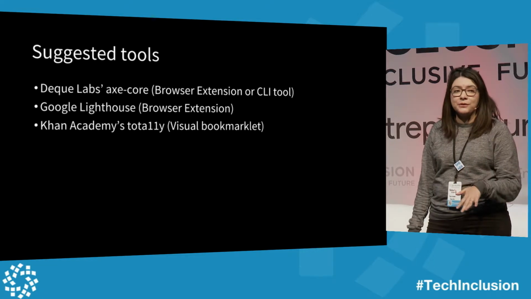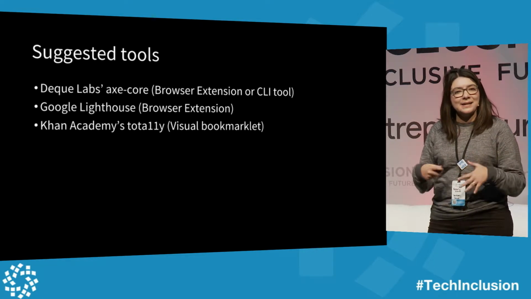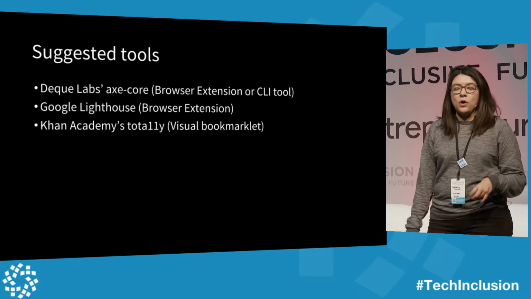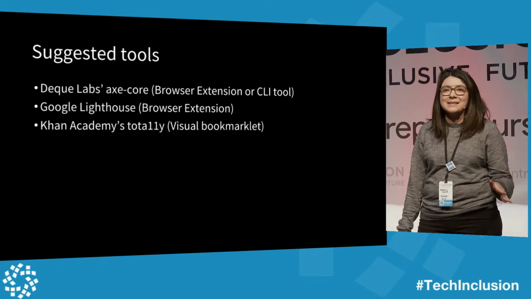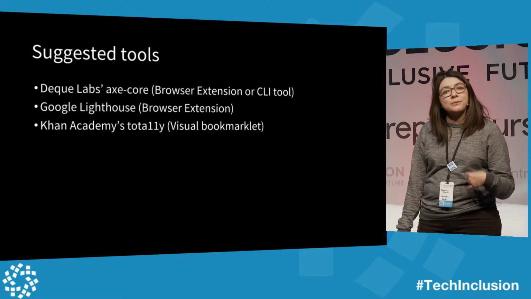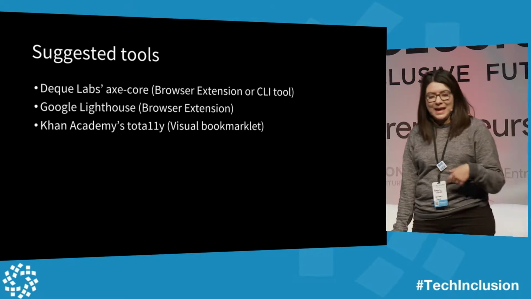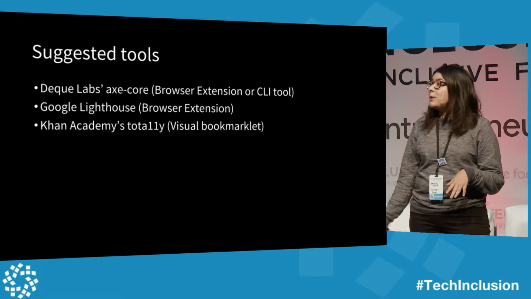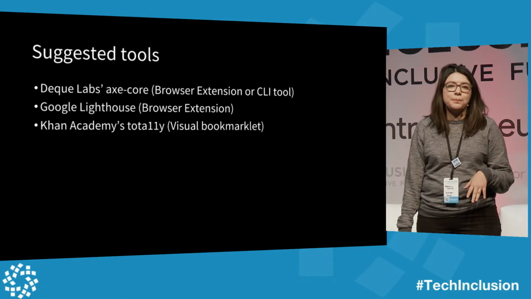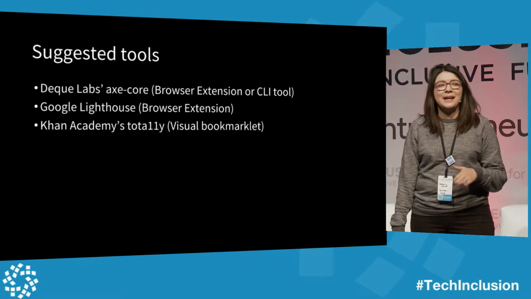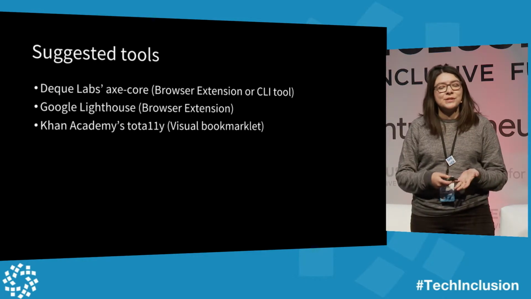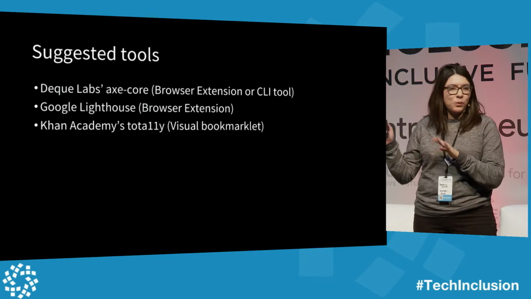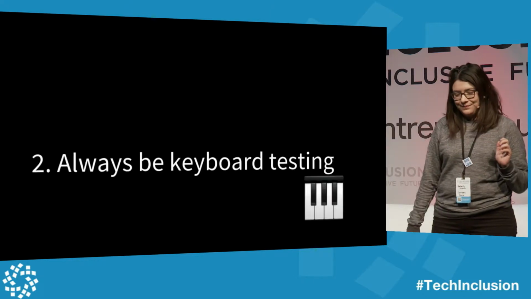Some suggested tools. I really like to use Axe-core, which you can use as both a browser extension or a CLI tool if you want to use this in a CI process with your developers. Google Lighthouse is also a great tool. It uses Axe-core as its foundation and also has some performance tools built in. And Khan Academy's Tota11y is what you saw in the previous slide, which is a visual bookmarklet that I like to use. It's great for taking screenshots and showing it to stakeholders so that you can show them this is what the problem with the design is.